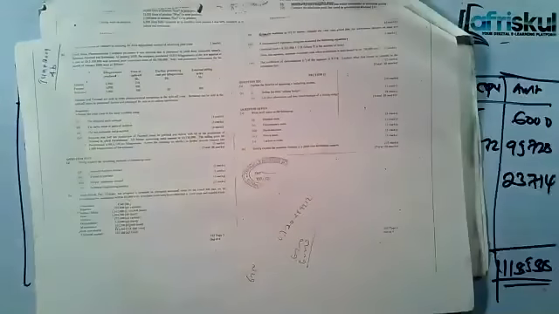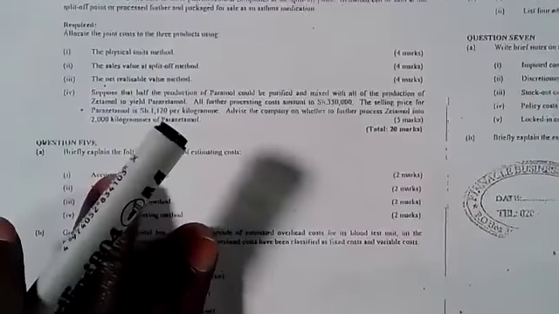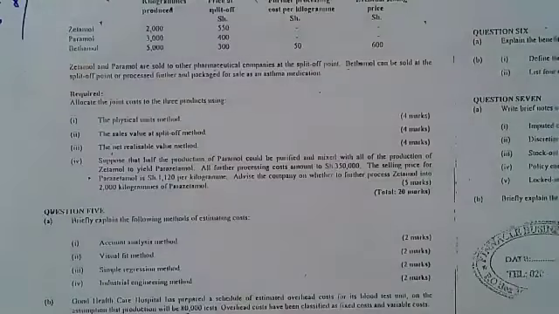We are doing the joint cost or joint product. So the question is there, June 2009, question 4B. I had shared the question. So I don't know that you can be able to see the questions.